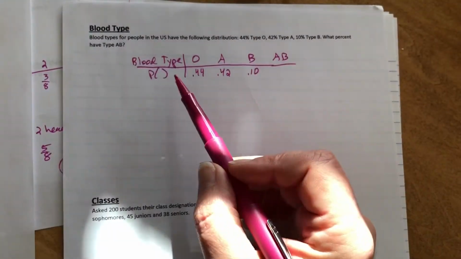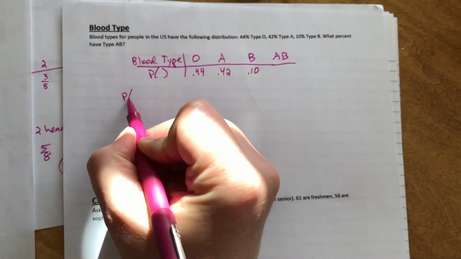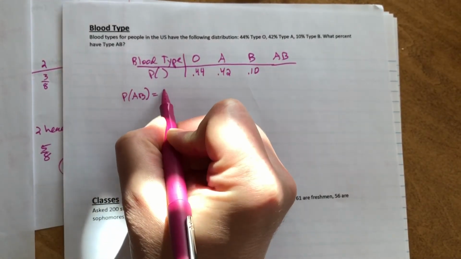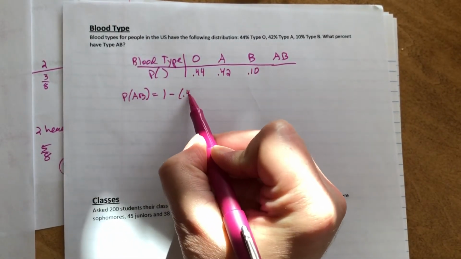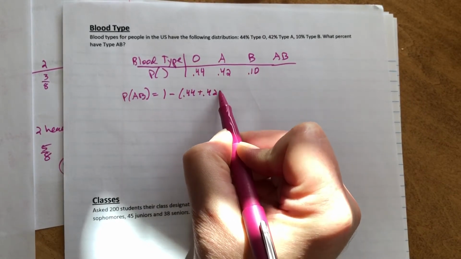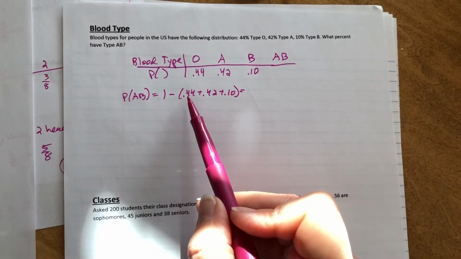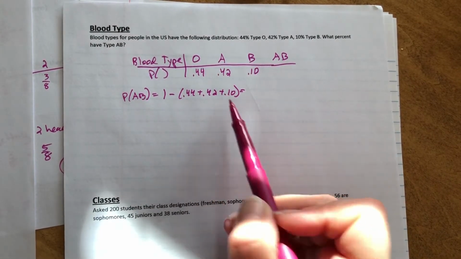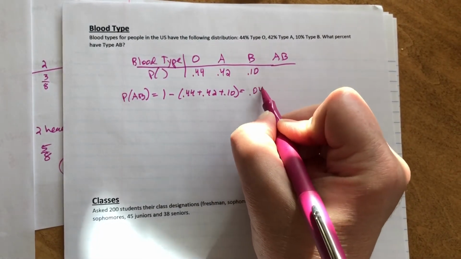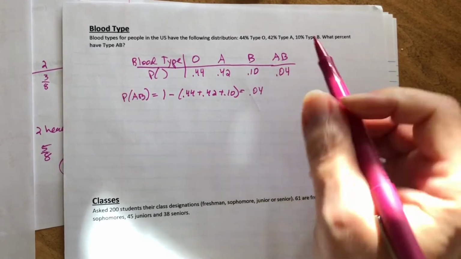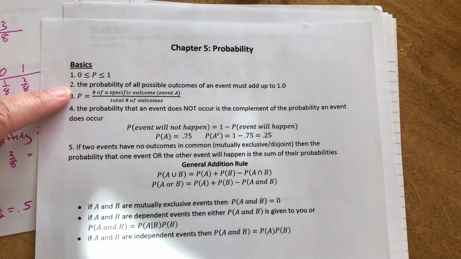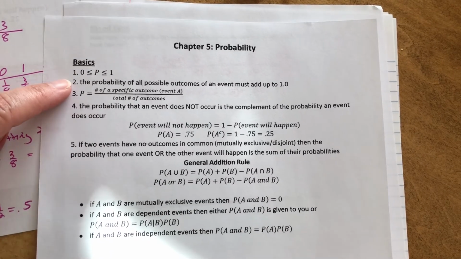Okay, so I know these all have to add up to be 1. So the probability of AB is simply going to be 1 minus all the other probabilities added up. Okay, what is that? 86, 96, so 0.04. Okay, so now I can fill that in. So that one rule can help me fill in a missing item in my probability model.